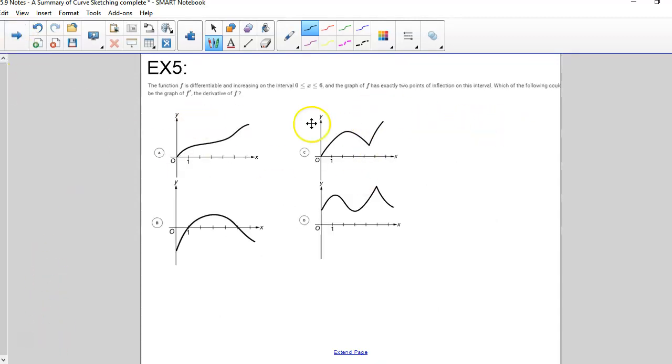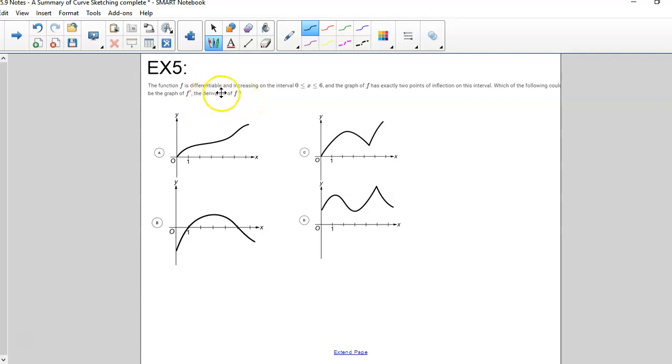Alright, 5. The function f is differentiable and increasing on the interval from 0 to 6. The graph of f has exactly 2 points of inflection on this interval. Which of the following could be the graph of f prime?